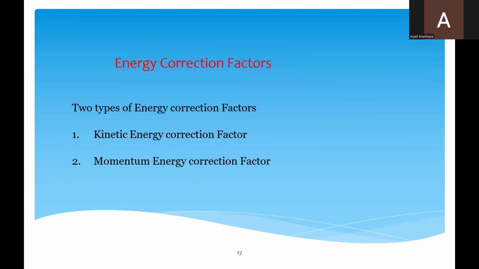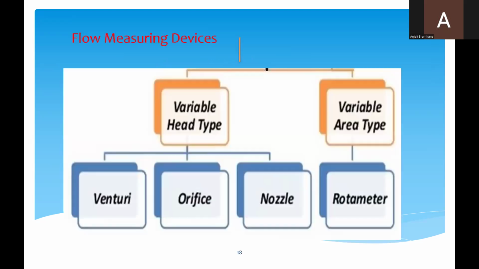Next, energy correction factors. There are two types of correction factor. First is kinetic energy correction factor, and second is momentum correction factor. The flow measuring devices are variable head types and variable area types. Variable head types are venturimeter, orifice, nozzle, and variable area type is rotameter.